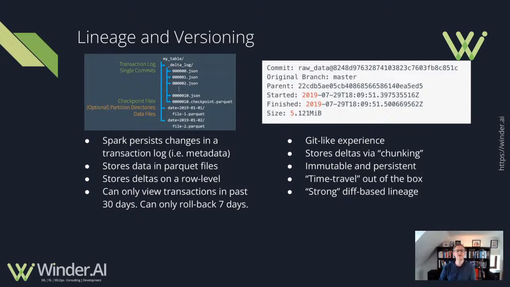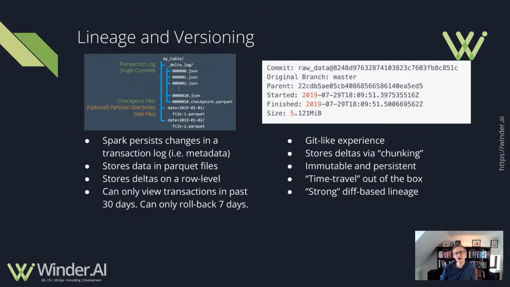In terms of lineage and versioning, they handle it in very, very different ways. So firstly, Databricks on the left-hand side there, Delta Lake persists its changes in something that they call a transaction log. Basically, it's a file that logs all of the things that have changed in your most recent commit. So it's a metadata-based approach to storing changes in data, and those data are compressed into Parquet files.